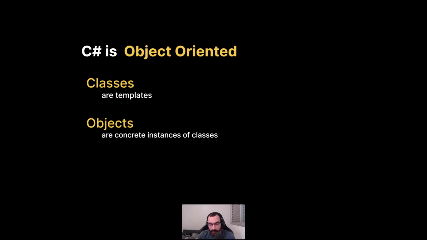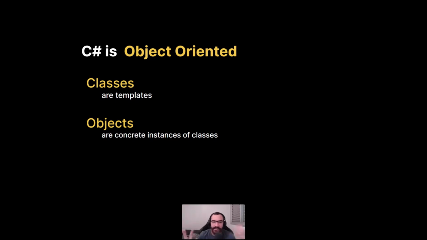It means that we try to model our real-world problem into the computer in a way that it's similar to how we do in real life. So we have two basic and important concepts in C# or in any other object-oriented language: classes and objects. So the class is a template. It's something that defines something that exists in the real world.